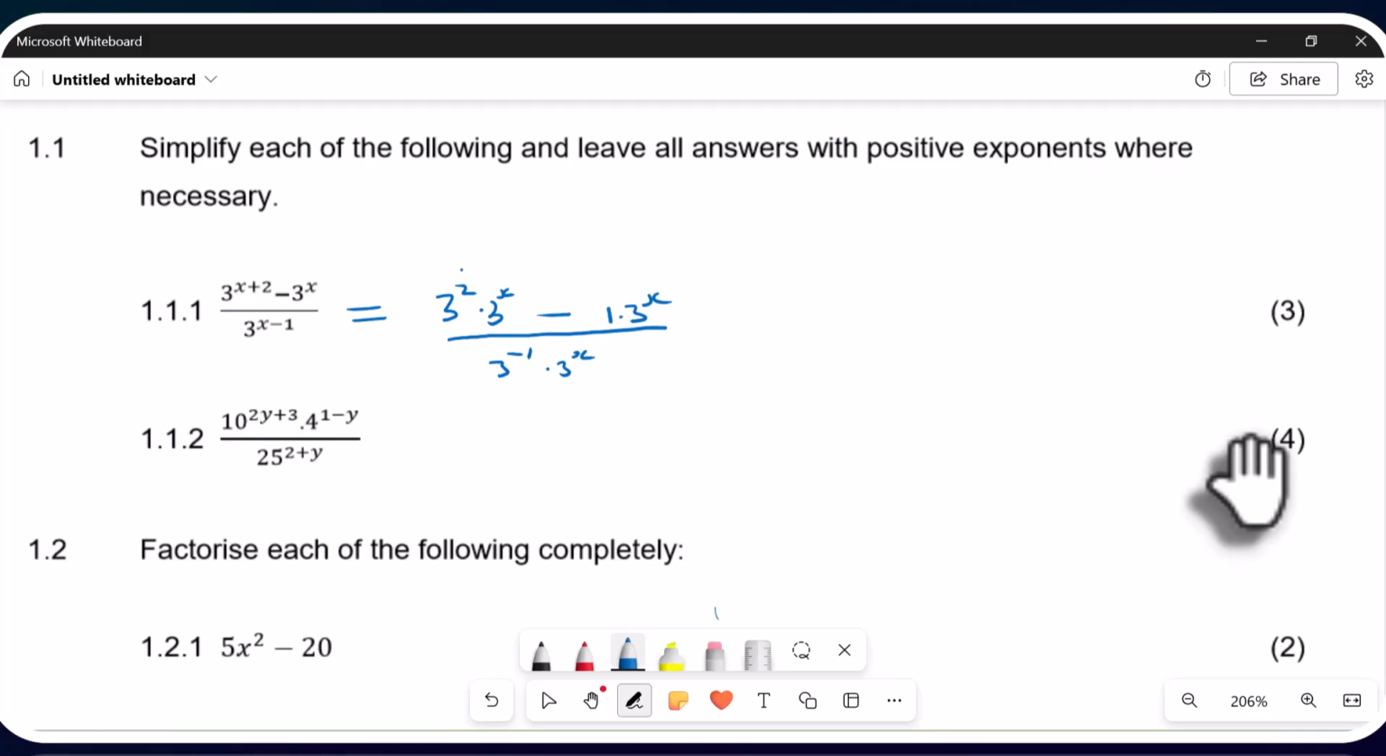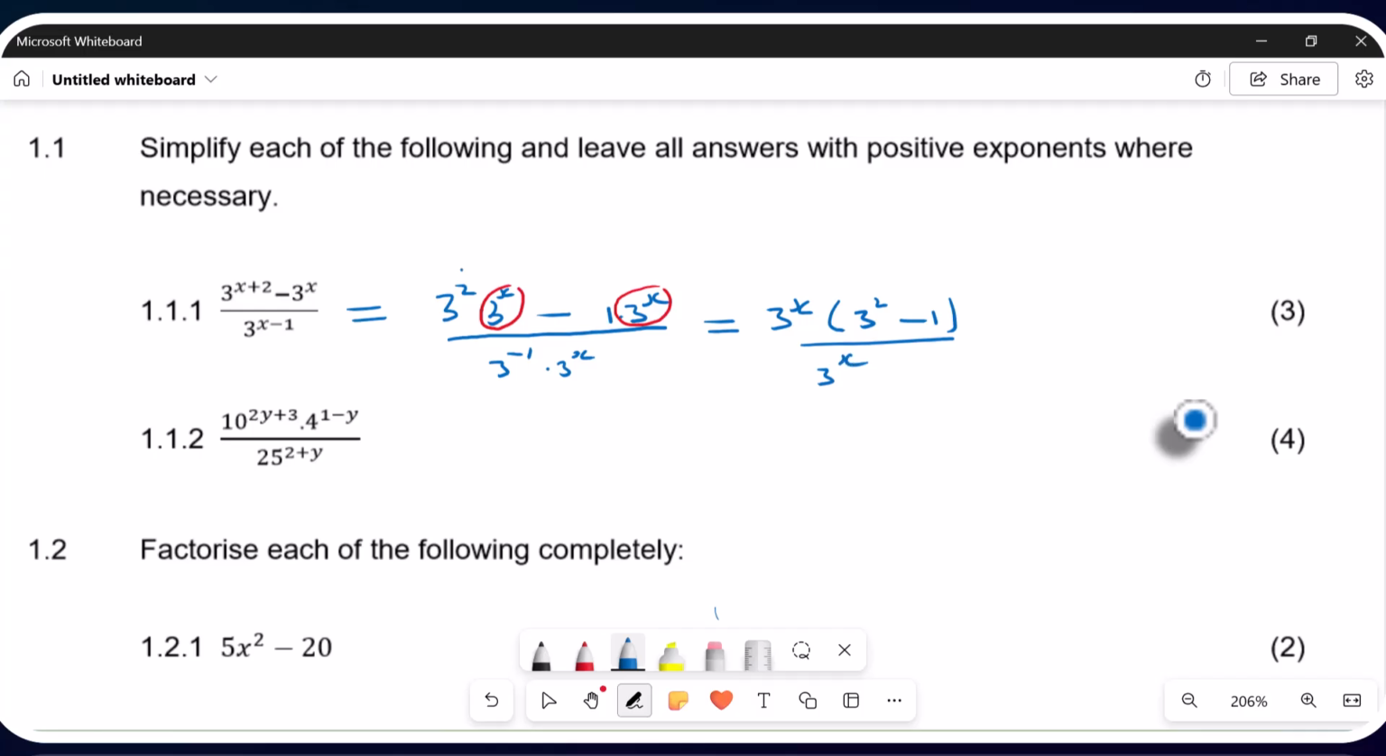So from here, you can see that this one is a common factor. I can take it outside the brackets. So I can say 3 power x, brackets, now I'm going to put 3 squared minus 1, divided by 3 power x dot 3 power negative 1. Are we together? So now I can cancel this one with this one here like this.